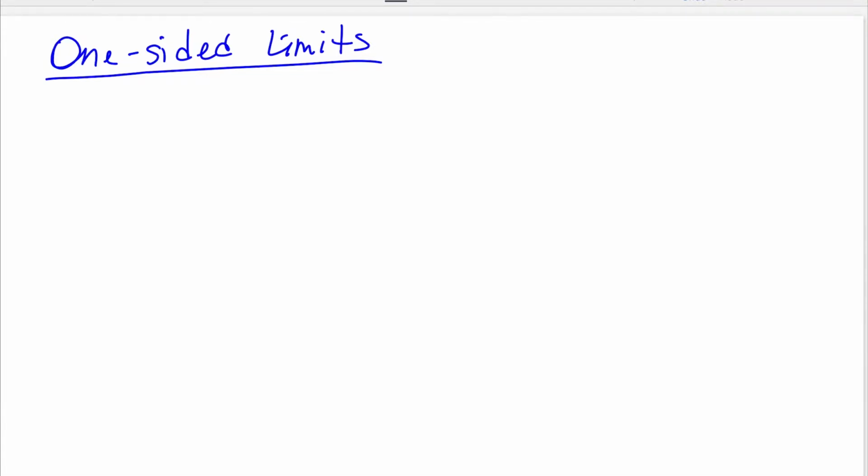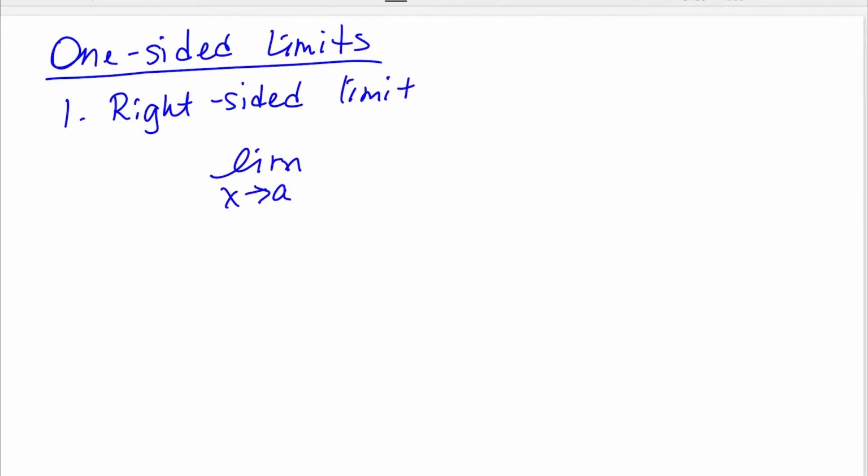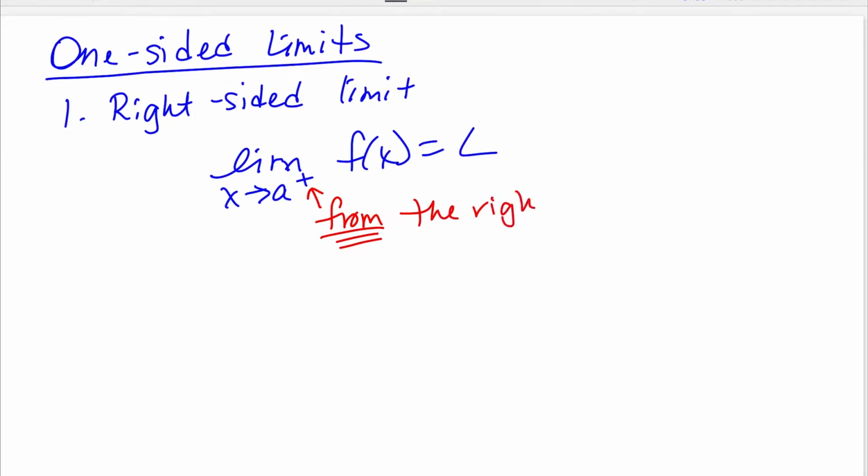So if I'm looking at this, your first option is a right-sided limit. And that is the limit as x approaches a from the right. So we put a little plus sign that's raised up there of f of x equals L. This means from the right, or from the positive side.